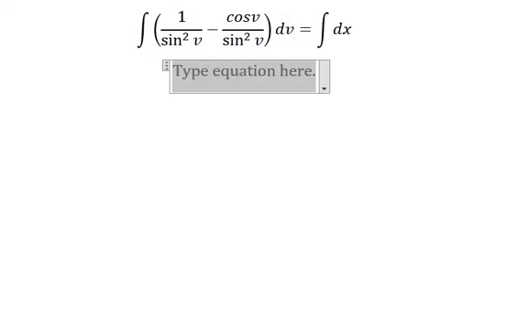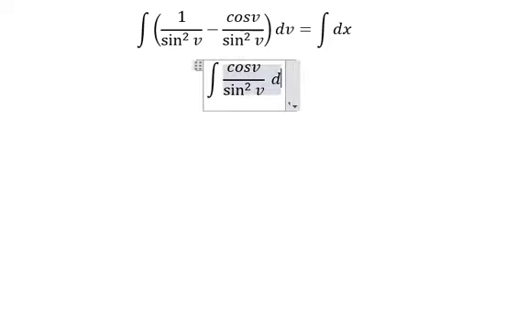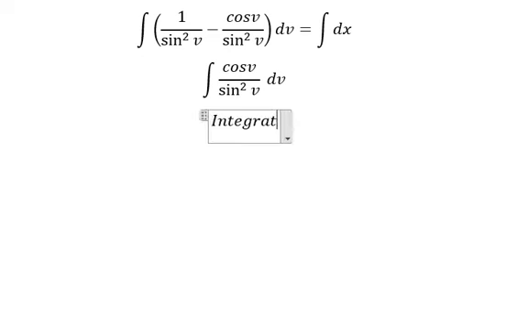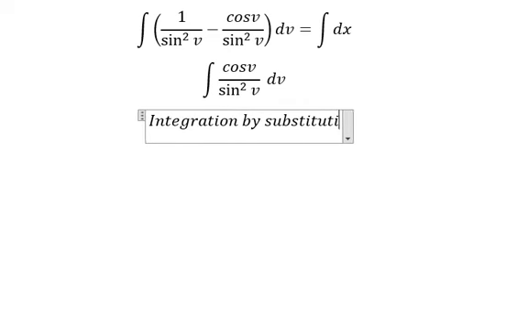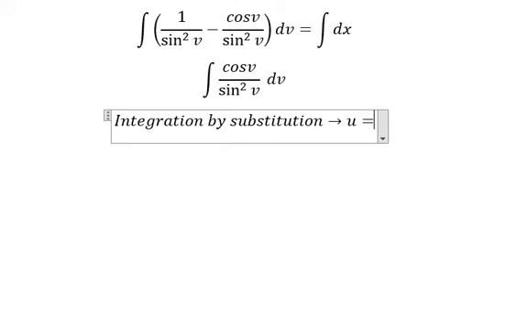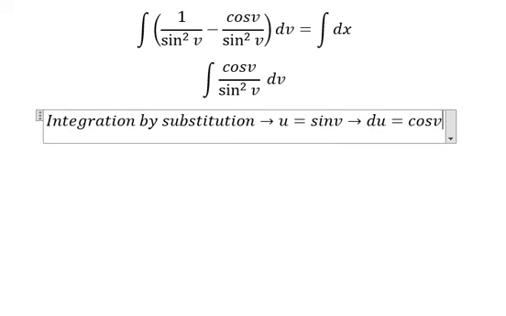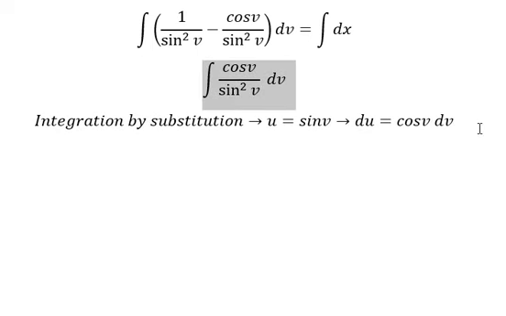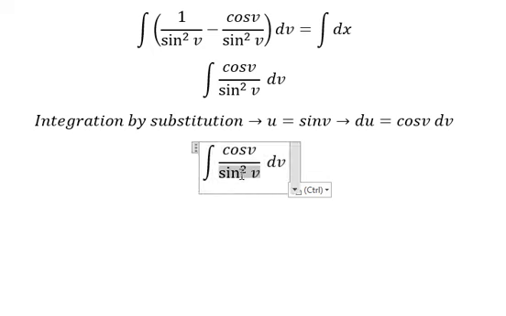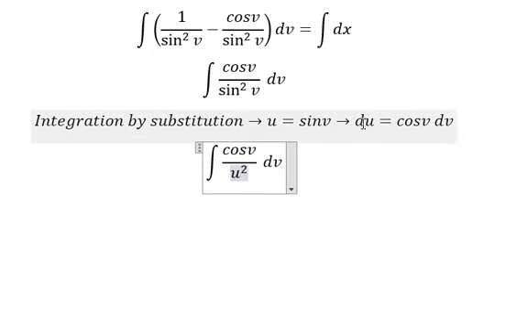And now we need to concentrate on this one. So we need to use integration by substitution. So I will put u equal to sine v. du we have cosine v dv. So this one we change by u and we have u squared. Cosine v dv we change by du.